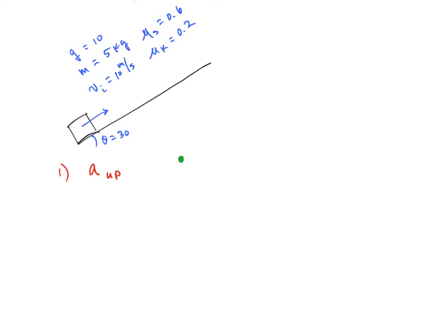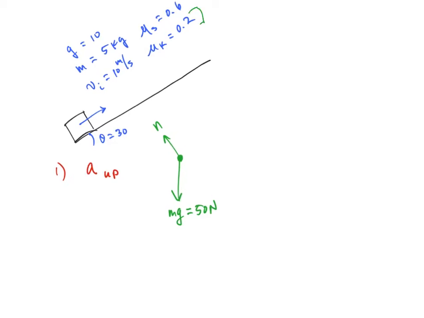So if that dot represents the block, what are the forces? I know I've got gravity acting downward like this. That's mg, which is 5 times 10 or 50 newtons. I've got the normal force, which is acting this way. And then I have a friction force. Now, since it's moving, I think it's pretty clear we're going to use the kinetic friction model. What's the direction of the friction force? Well, remember that the friction force will always oppose the motion. And since the velocity is up the ramp, that means that the kinetic friction force is down the ramp. So that's going to be my free body diagram.